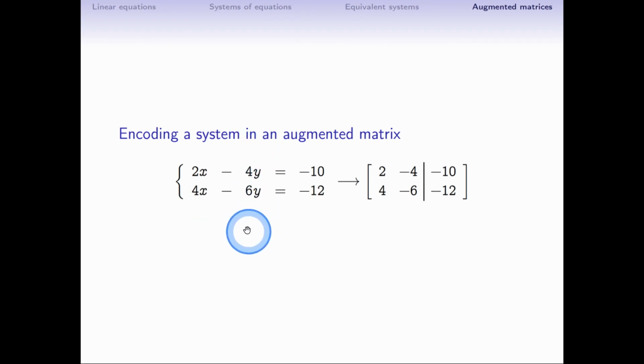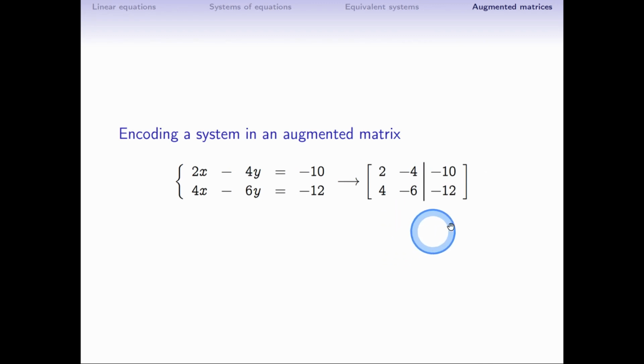Once I've got that in place, I can simply lift out these coefficients and constants and place them into this rectangular array on the right. So I preserve their relative positions to each other. So in this first row, I'll have the 2, the negative 4, and the negative 10. And in the second row, the 4, the negative 6, and the negative 12. And the convention is to replace this equal sign by a vertical bar. So this vertical bar is separating the coefficients from the constants. So that's how we encode in this direction.